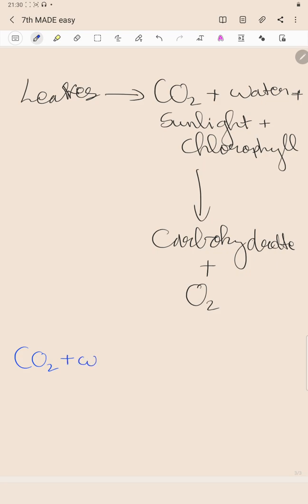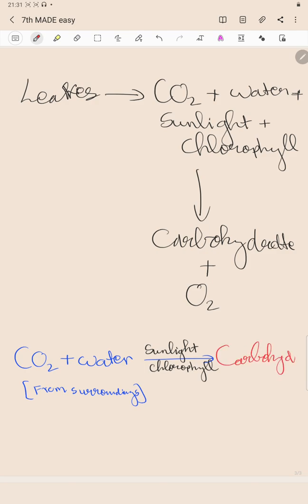Carbon dioxide plus water. This is obtained from surroundings. In the presence of sunlight and chlorophyll, will result in the production of carbohydrate and oxygen. This is a simple equation which represents photosynthesis. This is the main equation of photosynthesis. Very important. If they ask photosynthesis, you have to write this equation.